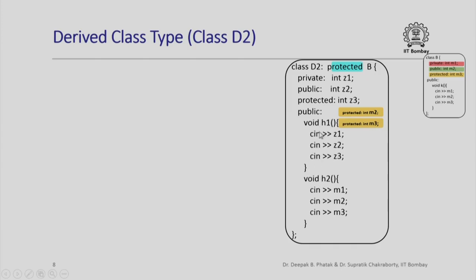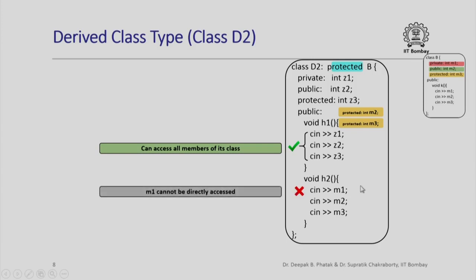This member function is trying to directly read values for the data members of the derived class, so this should be fine, because a member function can certainly access all the data members of the same class. Now what about H2? This is a public member function of the derived class D2, but here once again I am trying to access the data member M1 of the base class B, but M1 was private, so I will not be able to access it within the derived class D2. So this will lead to a compilation error.